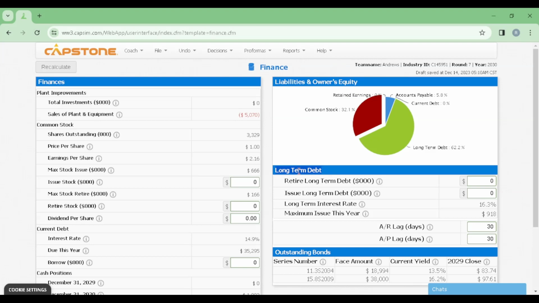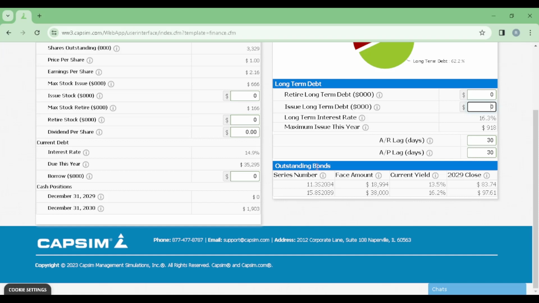Next part is the long-term debt. With long-term debt, you can either retire or issue, and it has an interest rate also. But the good thing about long-term debt is that it gives you enough time to pay the loan. It will give you a couple of years so that you can repay your loan. The maximum issue this year is 918. You can issue it here as 918, and then you calculate. Then you have the outstanding bonds. Maybe the 2029 close, you can see it's here 93.74, 97.12, and then the current yield also, and the face amount. So that's all about finance.